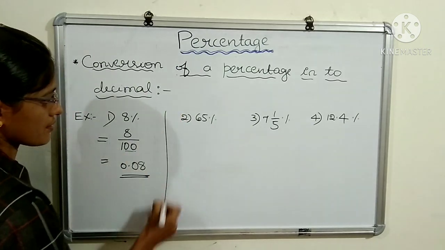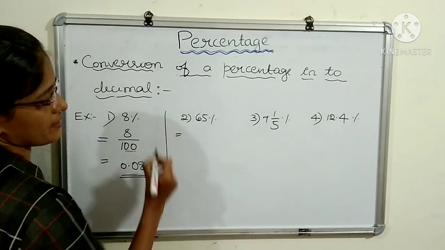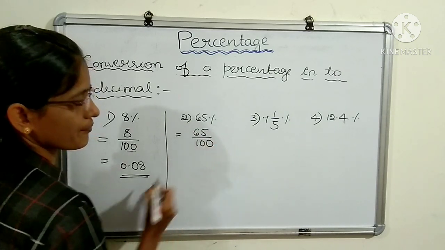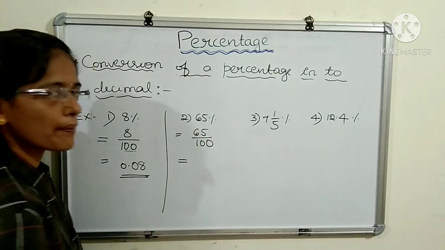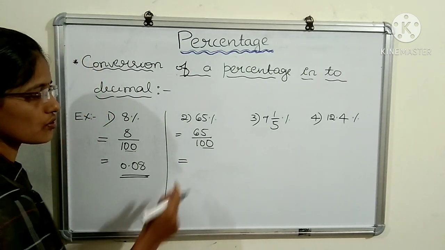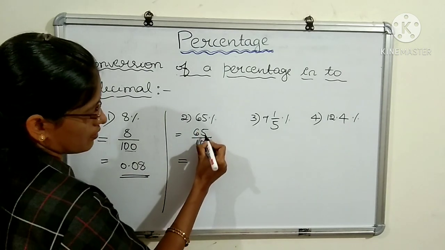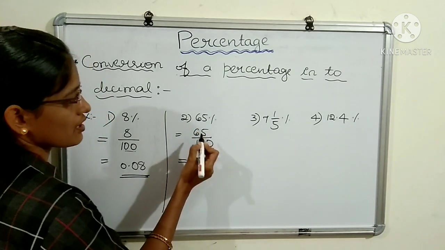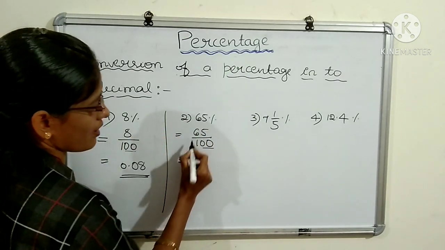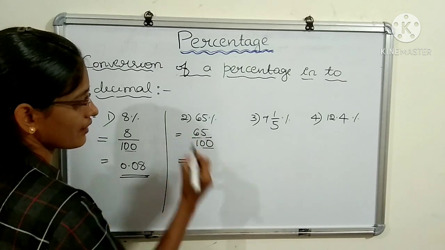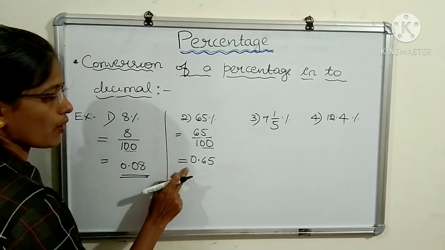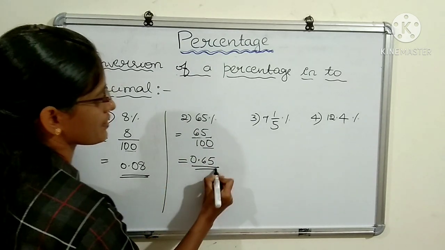Now second one, 65%. What to do? 65 divided by 100. Fraction. Now decimal. Here see denominator 2 zeros. So start from unit place, decimal point shift to left by 2 places. Already in the numerator 2 places are there. So like this, 0.65 is the answer.